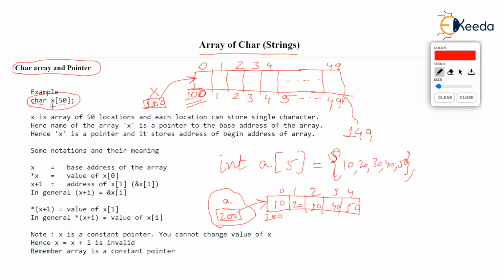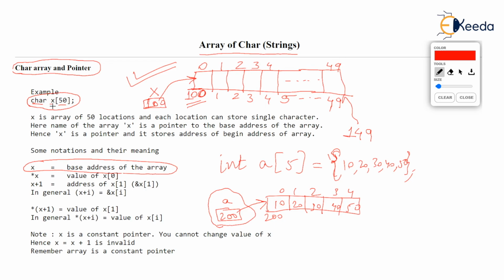Now let's come to some notations. We are concentrating on the X array, which is an array of characters. You just check a few notations here. What if we write only X? What are we going to get? Now you observe in the picture above, what is X storing? X is storing the base address of the array. So if you write only X, you are going to get the base address of the array.